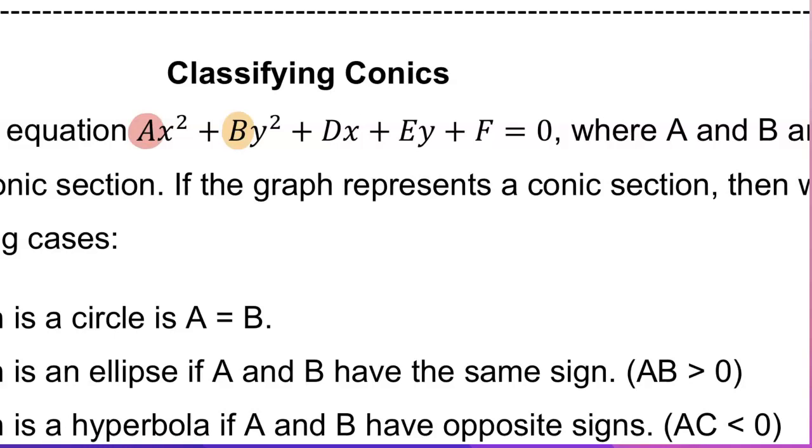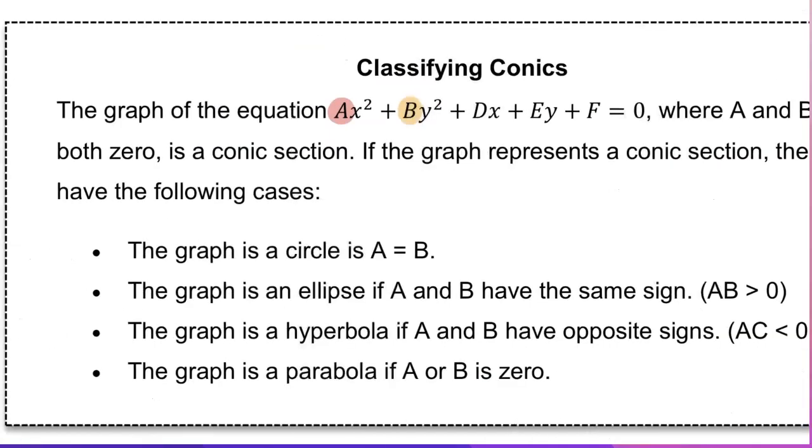If they are exactly the same, then you're looking at a circle. So look, if they are exactly the same, then you're looking at a circle. If they have the same sign, they may be different numbers, but if they have the same sign, then we're looking at an ellipse. If they have opposite signs, one is positive, one is negative, then we're looking at a hyperbola. And if one of them is missing, if the x squared term or the y squared term is missing, then you're looking at a parabola.